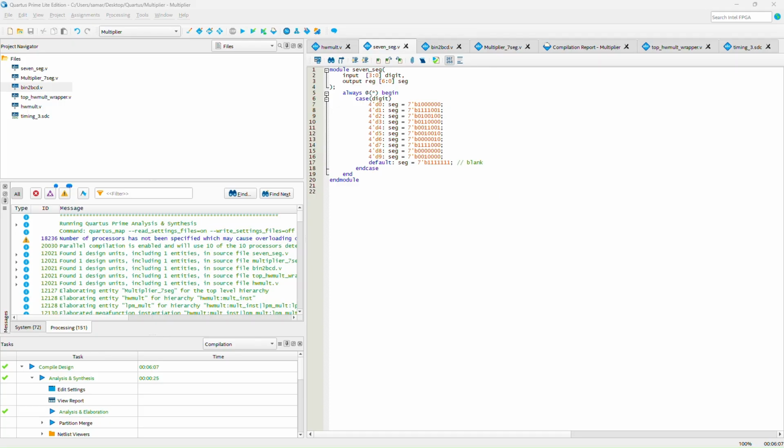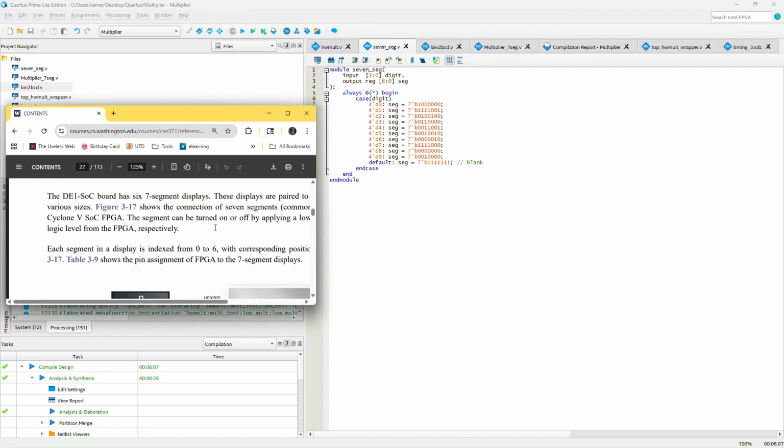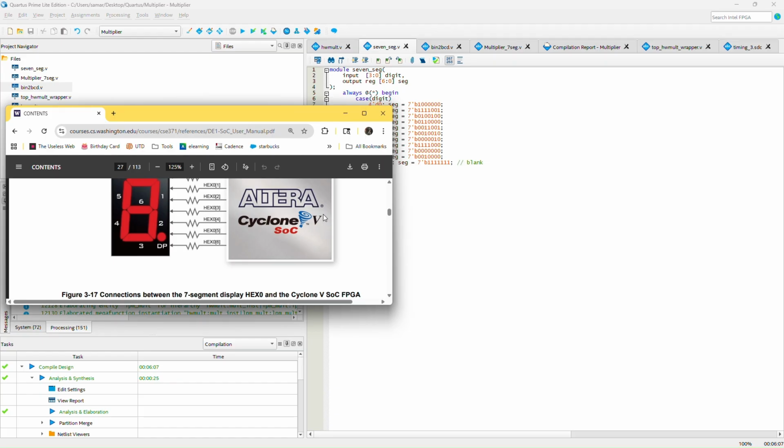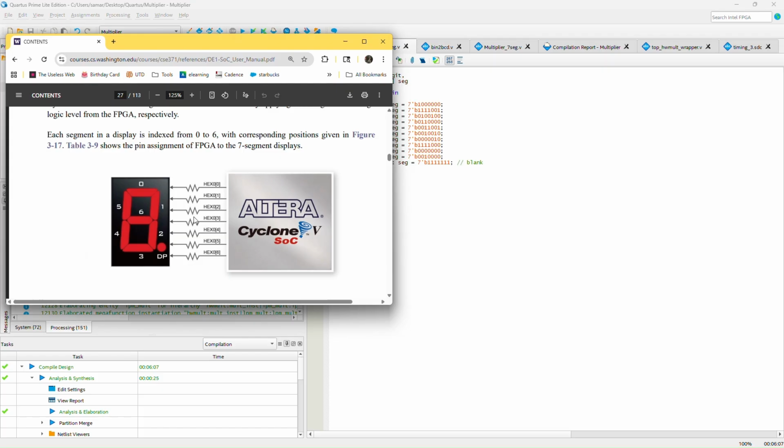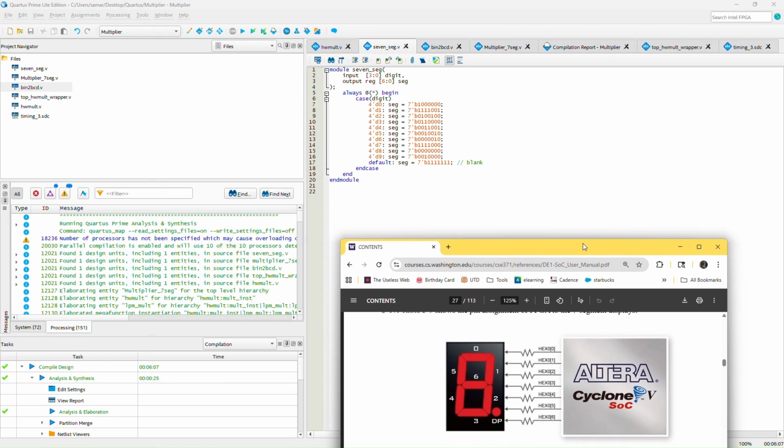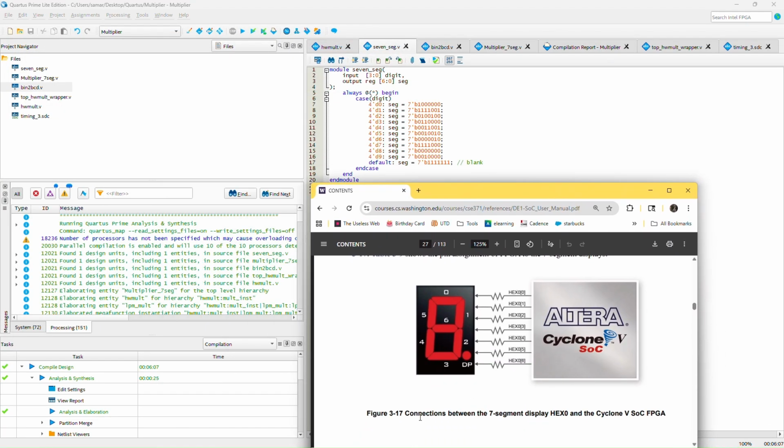For reference, let me just show you how it would look. This is how a 7 segment display on a DE1-SoC board would look. So here are the pins. There are 6 of these, and each pin has to be coded. Since this is an active low board, which means when you put a 0 or ground a particular point, it turns on. So that is what is being done here.